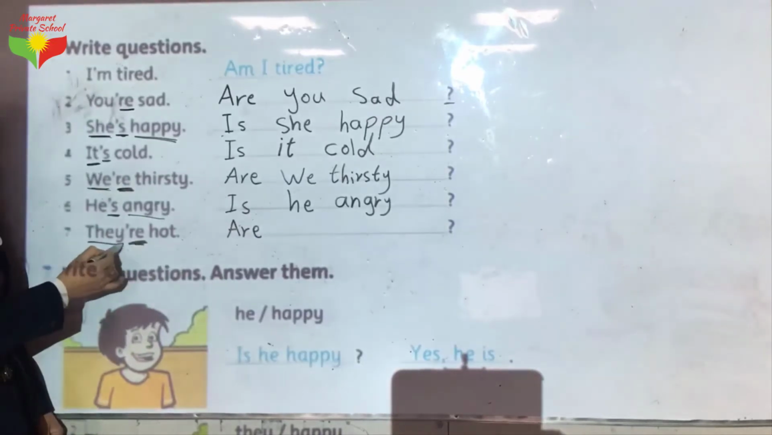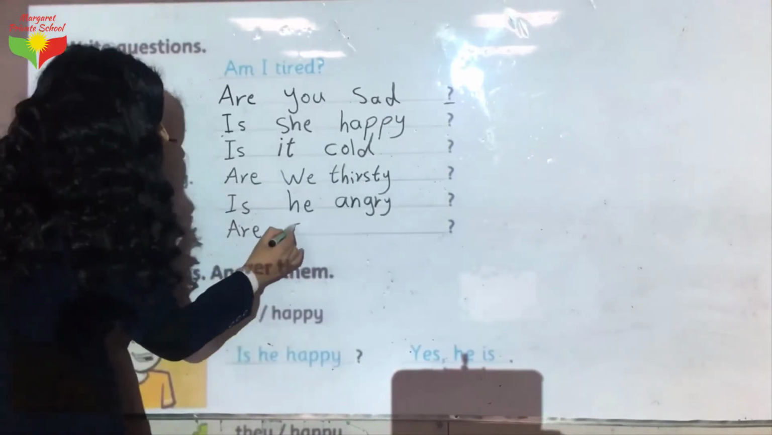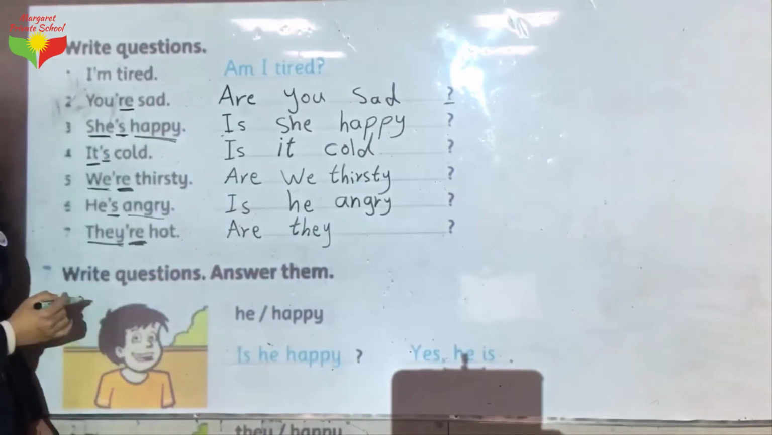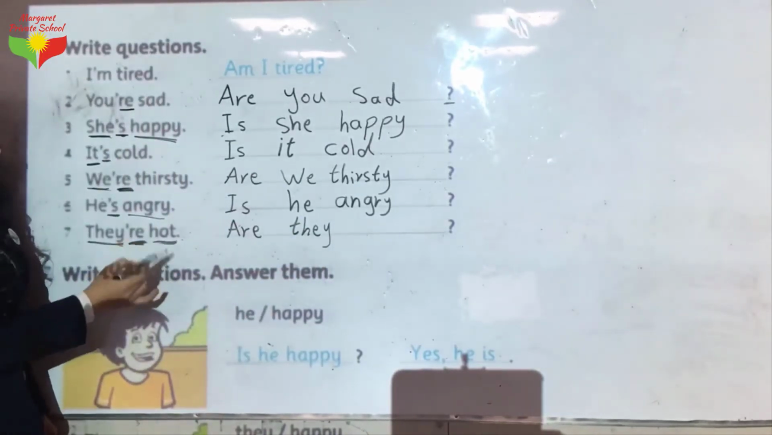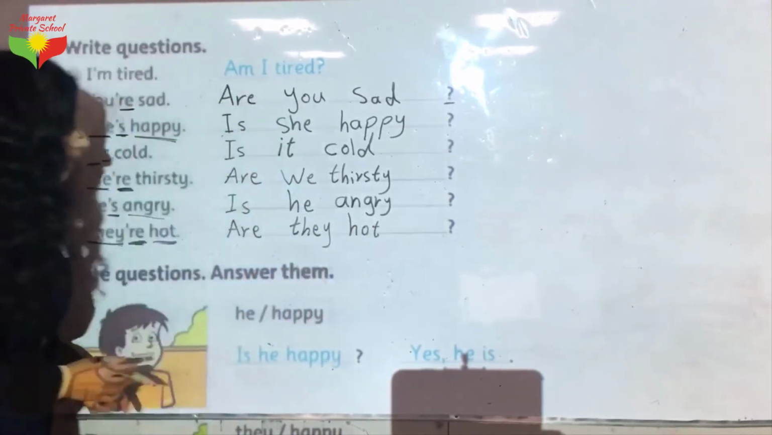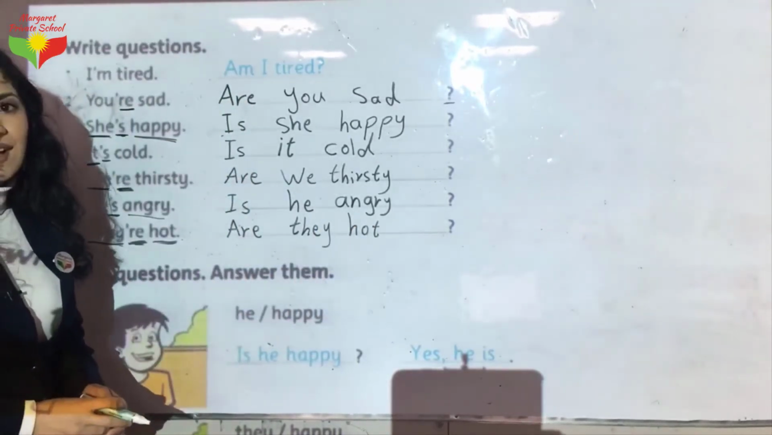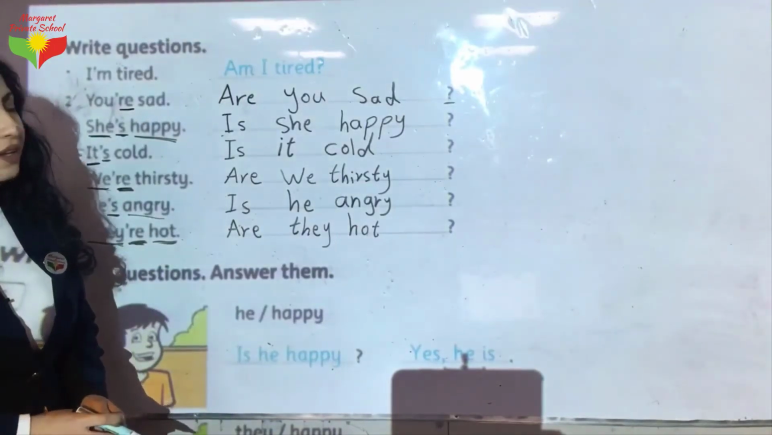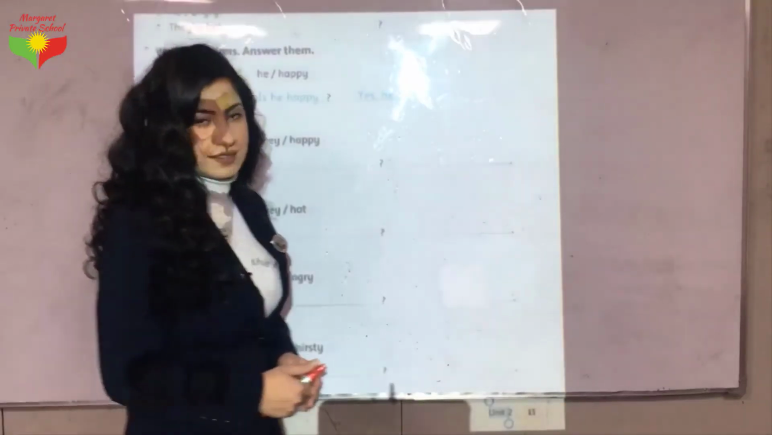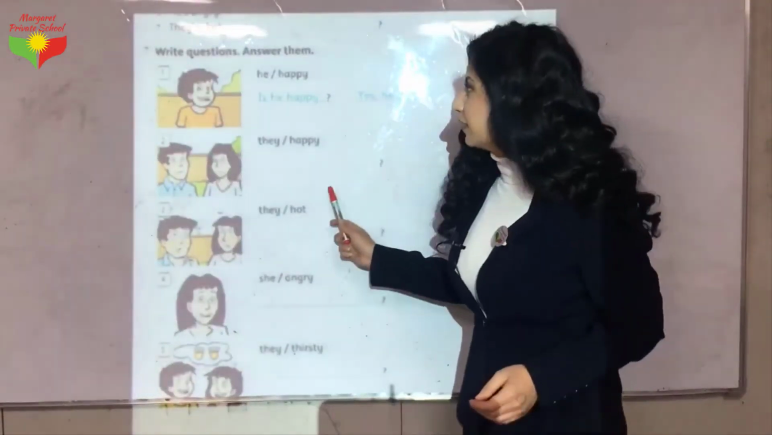Then the subject pronoun, which is they. And the adjective, which is hot. Okay, are they hot? Okay, dears, now you can write it down. Dear kids, look at this exercise, please.